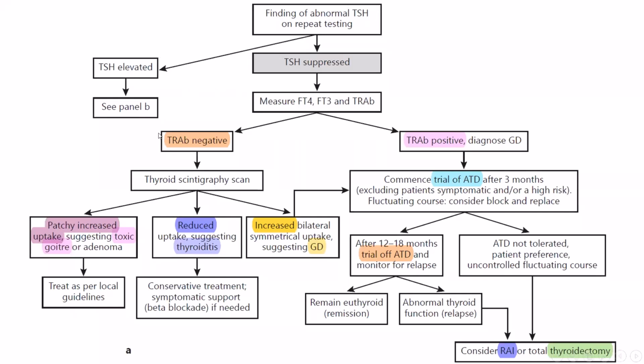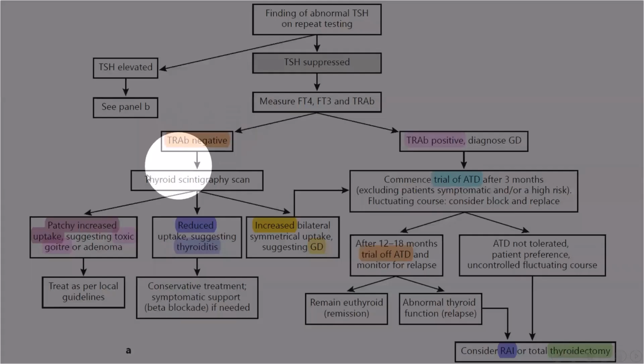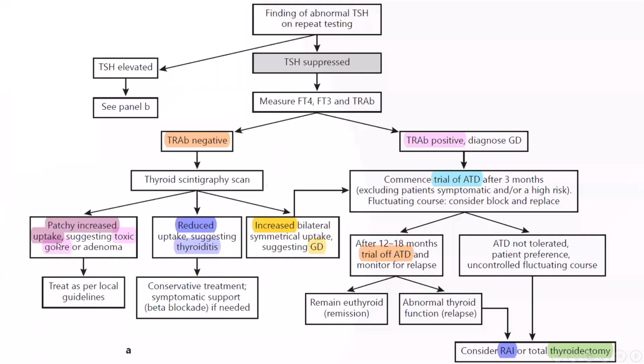So, if the TSH receptor antibody is negative, I will go to the thyroid scintigraphy. If there is a patchy increased uptake, this is a toxic adenoma. In this situation, I will go to treatment according to local guidelines, by radioactive iodine ablation or surgery. If the thyroid scan shows reduced uptake, this is a case of thyroiditis, and we should go to just conservative, supportive treatment by beta blocker if indicated.